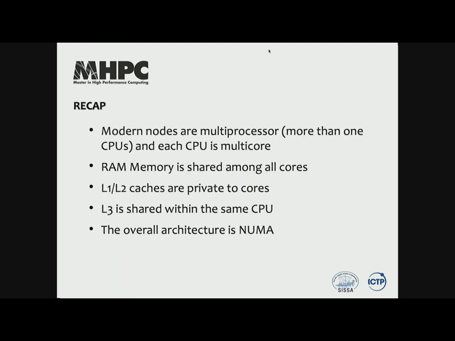Okay, so this was already discussed yesterday. Multiprocessor: more than one CPU, more than one socket. Here in the cluster that you have available it is 2 socket or 4 socket. Each CPU is a multi-core. RAM memory is shared among all cores, as we saw yesterday. L1, L2 caches are private to cores. L3 cache is shared within the same CPU. The overall architecture is a NUMA architecture, non-uniform memory access. You remember this. This is just a short recap.